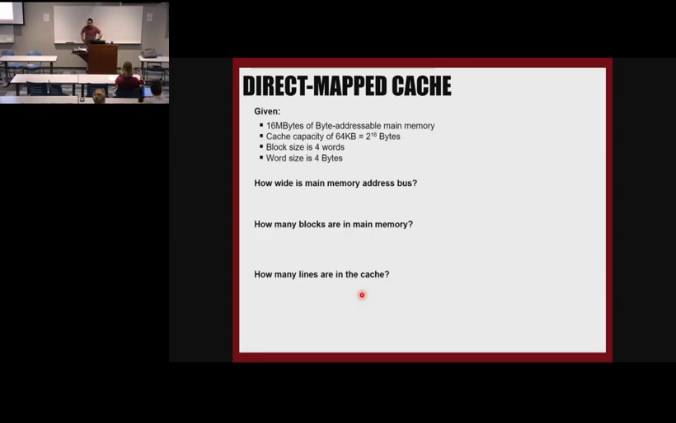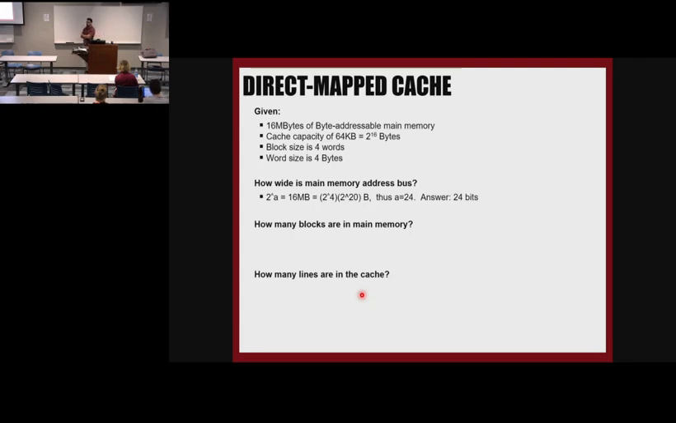Okay, we have 16 megabytes of byte addressable main memory. We also have a cache capacity of 64 kilobytes. And if you don't already know it, just remember that kilo is 2 to the 10, mega is 2 to the 20, giga is 2 to the 30. These are the things that you should know. Then we have a block size of 4 words and word size of 4 bytes. So how wide is the main memory address bus? I solve the first one, and then you can do the next one.